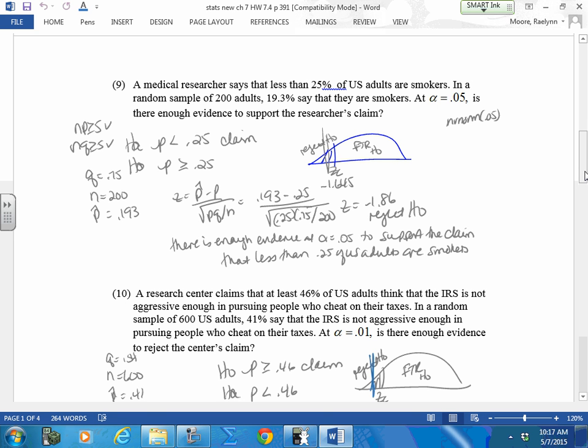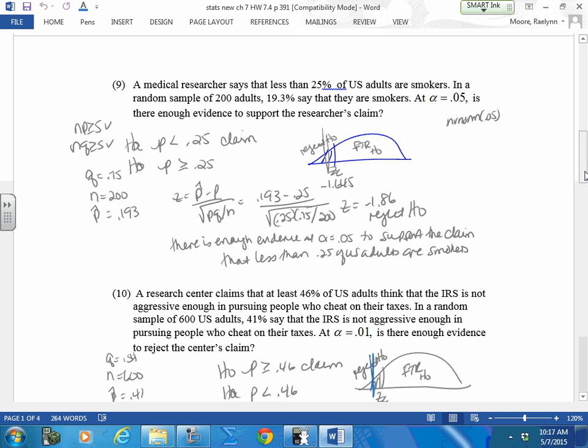Your cutoff, your inverse norm, did you do inverse norm 0.05? Okay, inverse norm 0.05. You only divide by 2 if you have 2 tails. One tail, you just put inverse norm 0.05, which is the opposite of your confidence interval. Find it and then give me your interpretation.